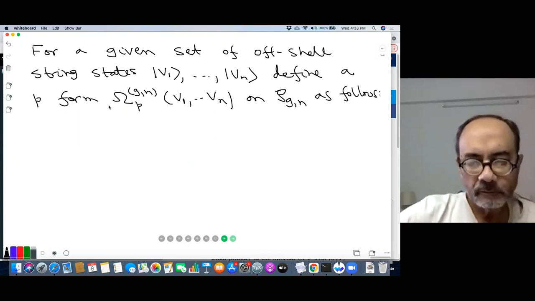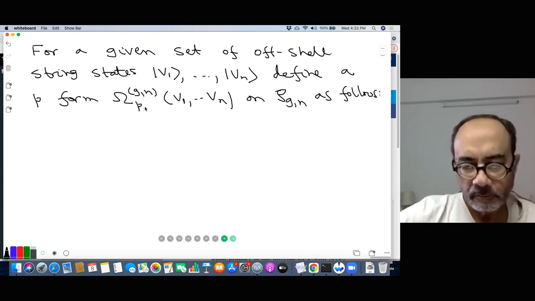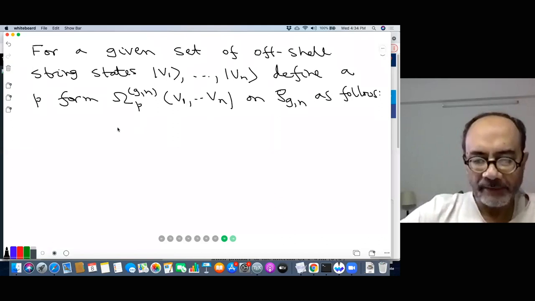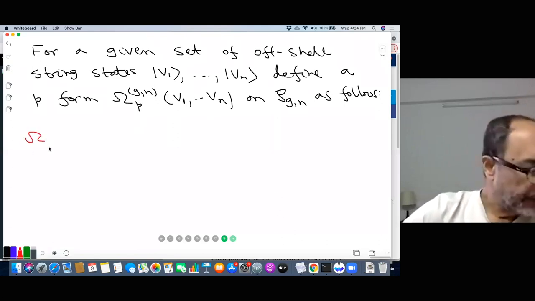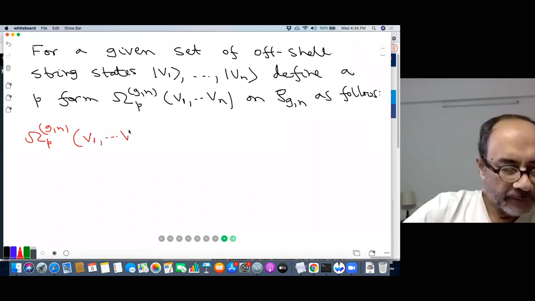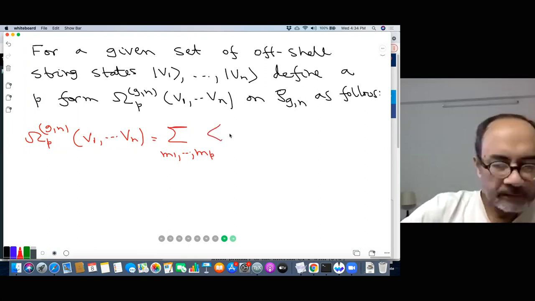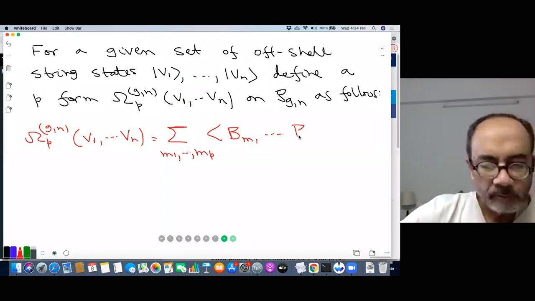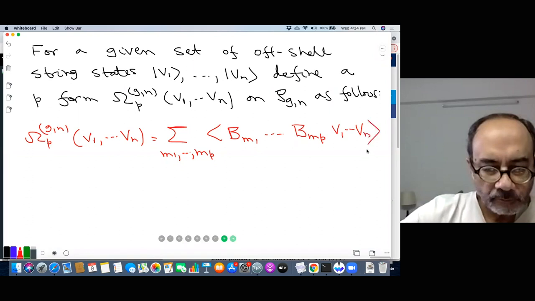We are going to define a p-form for arbitrary p, p an arbitrary integer, on P_{g,n}, and this will depend on a fixed set of external off-shell states, which are denoted by phi_1 to phi_n. And here is the definition. So omega_p^{g,n}(phi_1 ... phi_n) is given by these B's, the ones I defined just earlier, B(V_n, sigma_{g,n}).